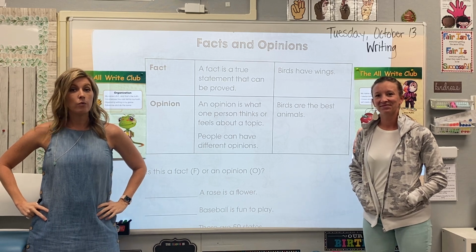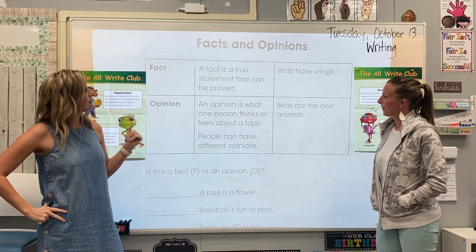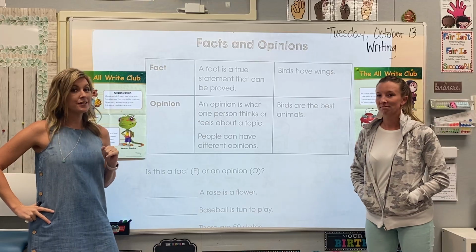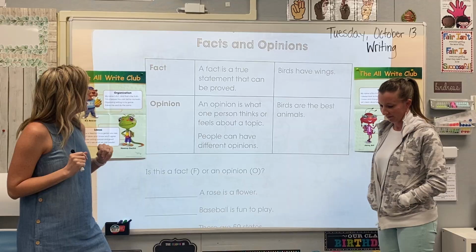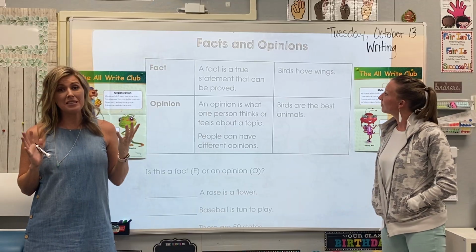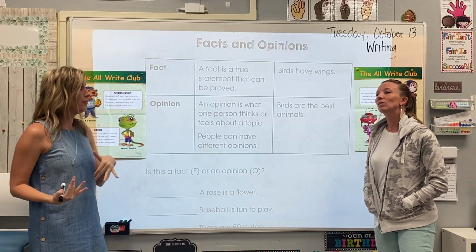Good morning, everybody. We are here with your Tuesday writing lesson. We are focusing on facts and opinions today. So let's jump right into it and tell you guys what is the difference between a fact and an opinion.